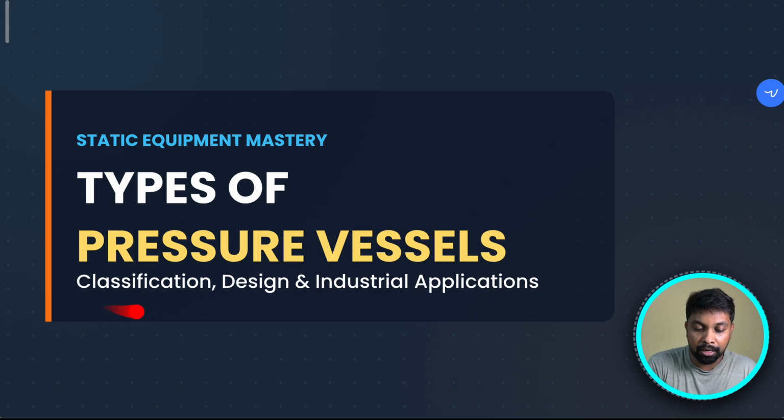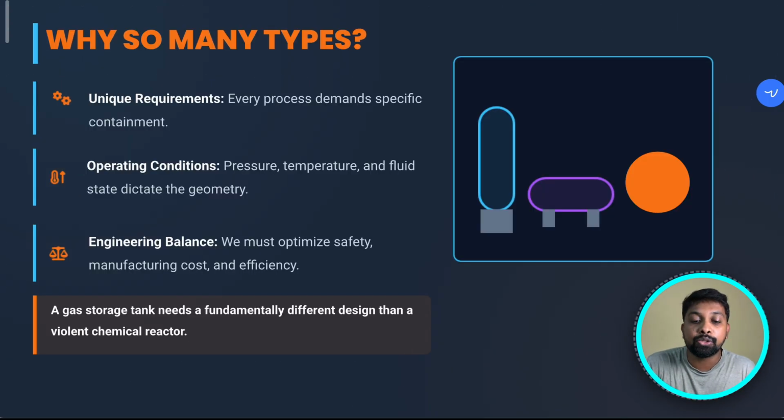We will discuss the classifications of pressure vessels, their design, and their industry applications. Why do we have so many types of pressure vessels? Because of unique requirements. Not every process demands the same pressure vessel, right? If we have a constrained area and we have designed a vertical pressure vessel, we can't insert that vertical vessel inside the constrained area, right? We have to design a horizontal pressure vessel, or design according to the constrained area.